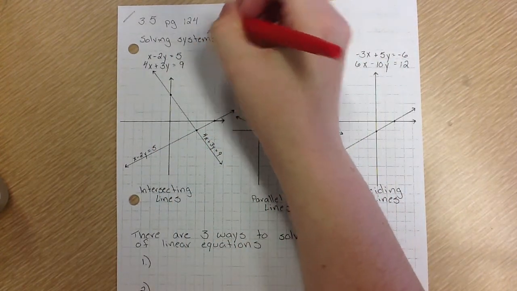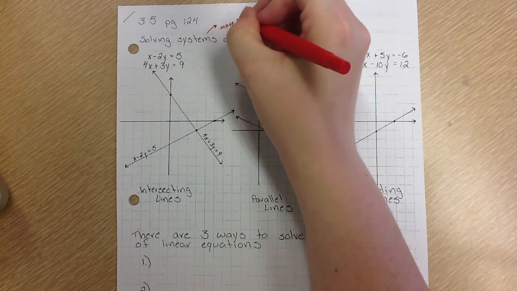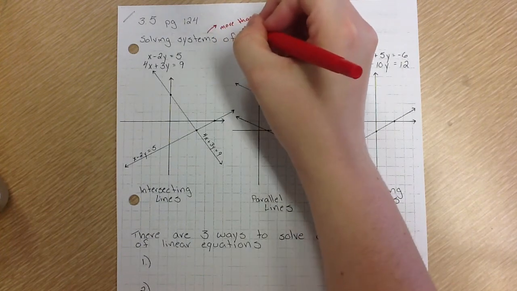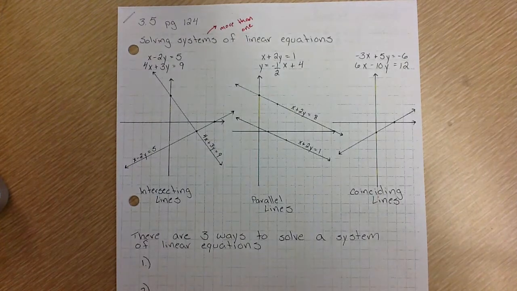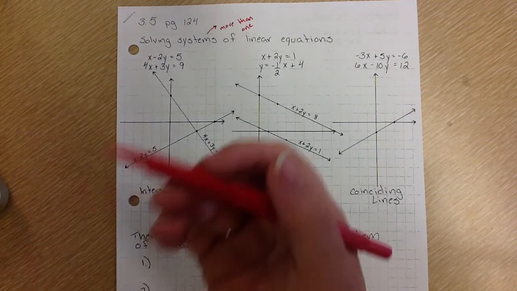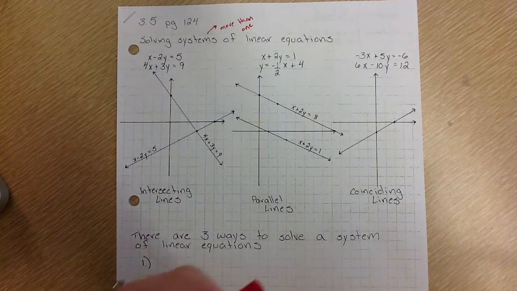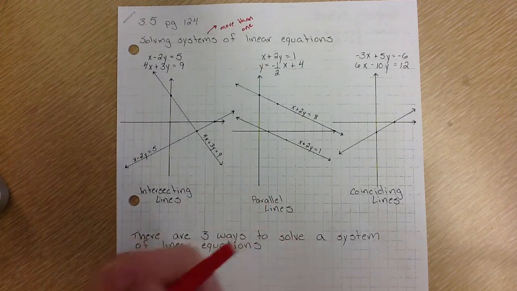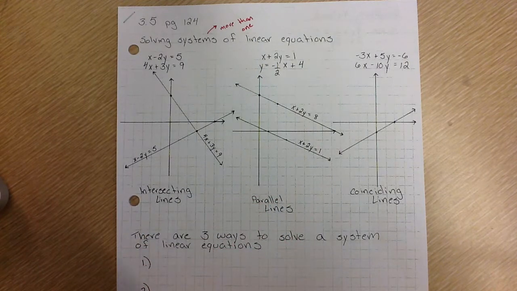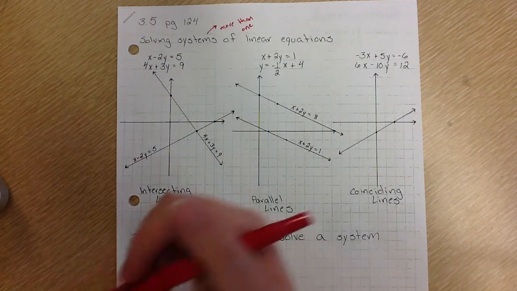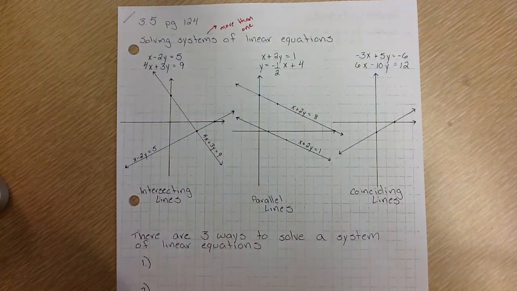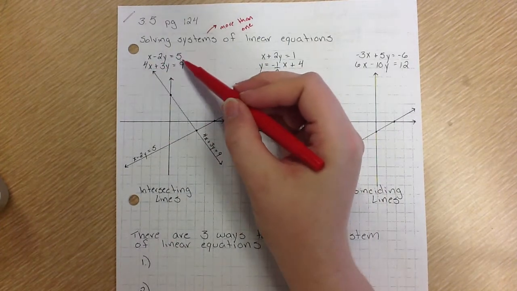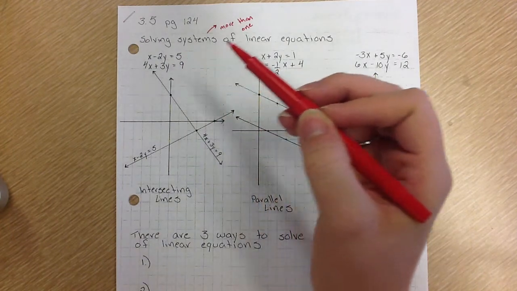A system is more than one equation, okay? So when I talk about a system of equations, we're talking about two or more. And when we're solving them, we're doing the same thing we've been doing. I'm looking for an x and a y that work in the equation, but it gets one step more complicated in that I'm looking for an x and a y that work in both equations.